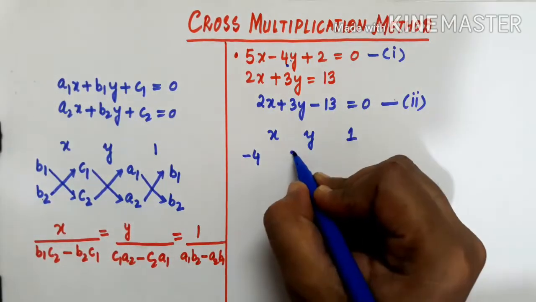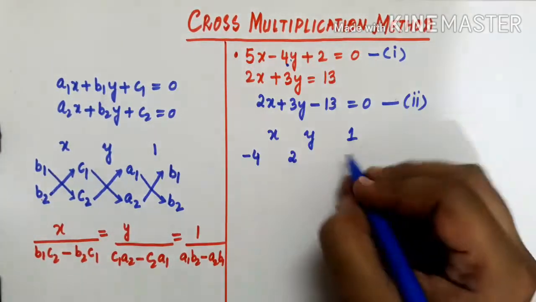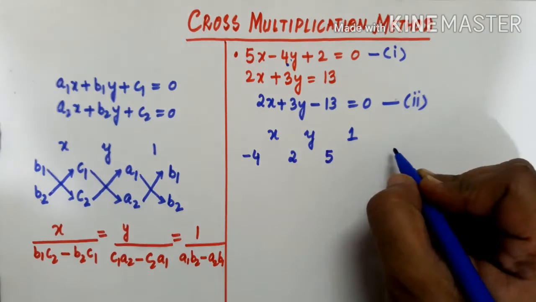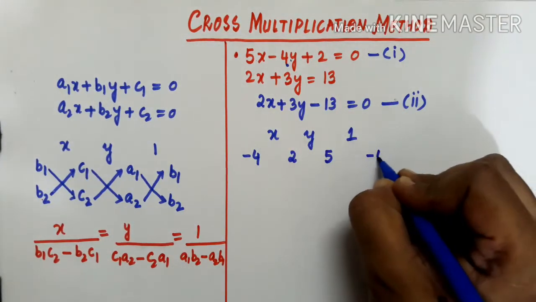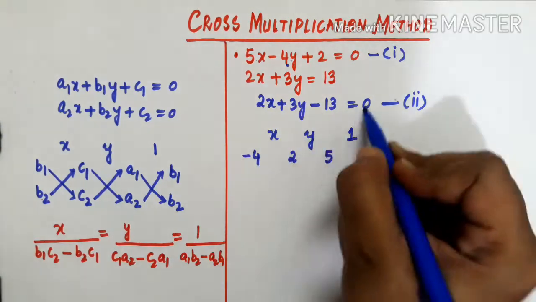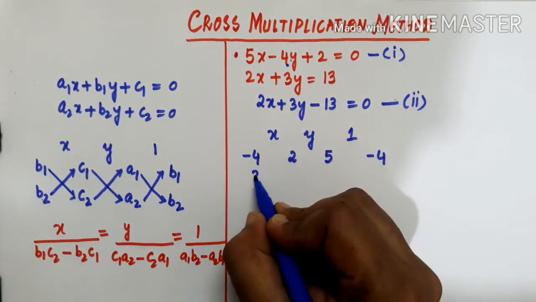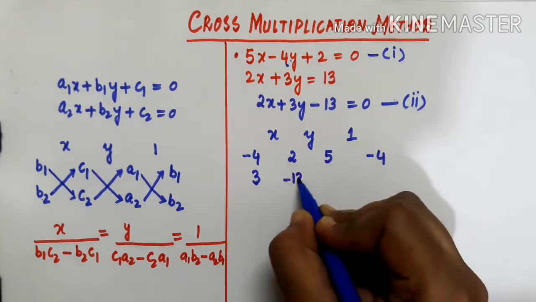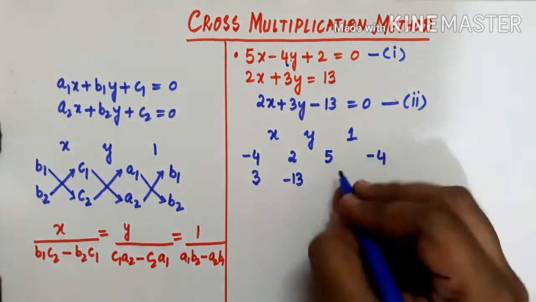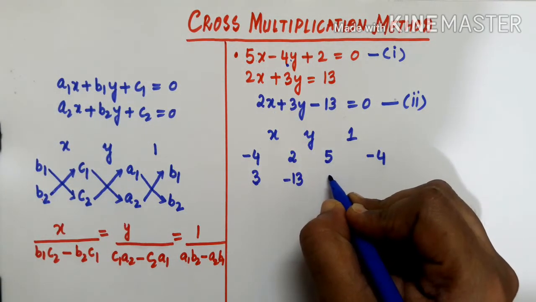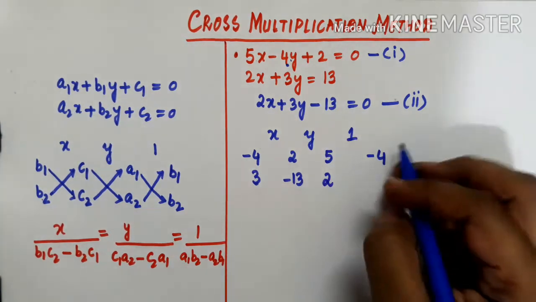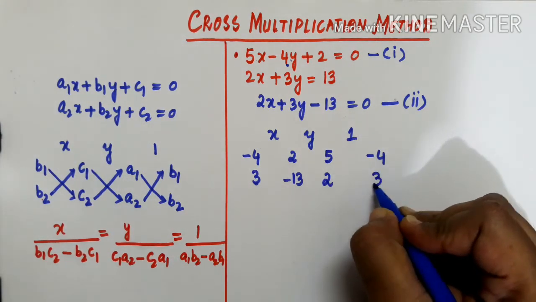Then constant is 2. Then next is coefficient of x is 5. Then again coefficient of y is 4. Then let us take this equation 2. So in equation 2, coefficient of y is 3. Then constant is -13. Then here coefficient of x is 2. Then again coefficient of y is 3.